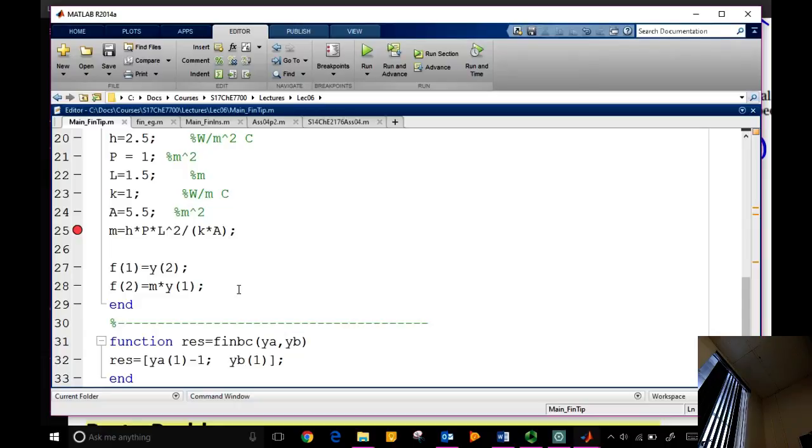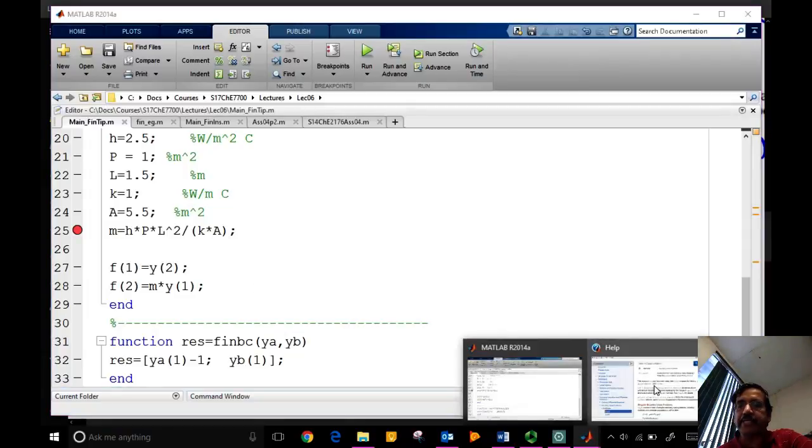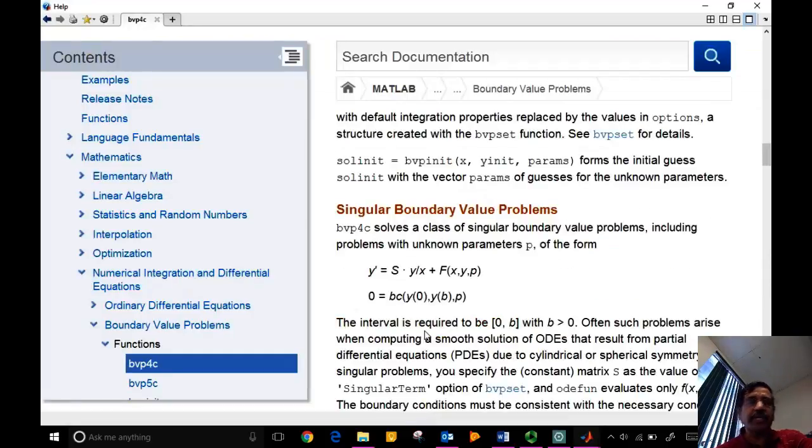In this case it's supposed to return the residual, because the way that MATLAB told us to construct this function is BC as a function of y of 0 and y of b is equal to 0. That means when you have a boundary condition, you need to write the boundary condition as left-hand side minus right-hand side equal to 0.